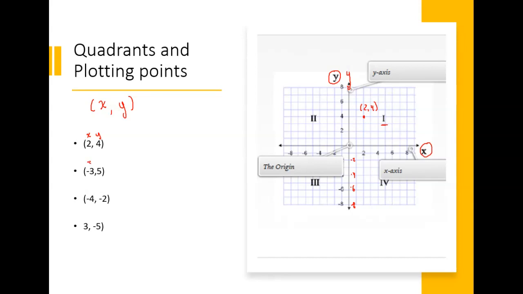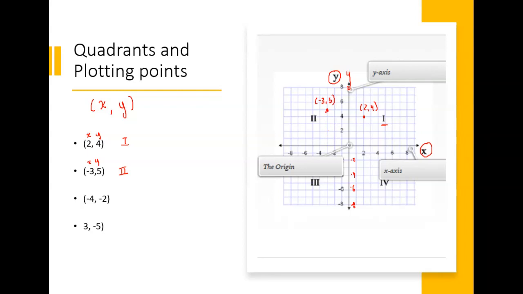Now for the second one here, we still have x and y. The order never changes. So my x is now -3. So 1, 2, 3, so that's -3, and my y value is +5, so I'm going to go all the way up to +5. This lands in my second quadrant, and it would be -3 and 5. So to backtrack here, this is quadrant 1, this is quadrant 2, and that's where my point lies.